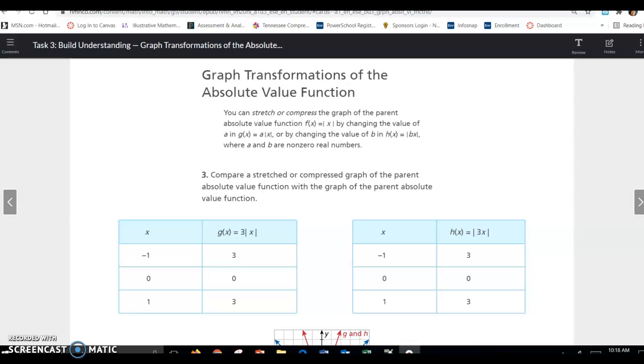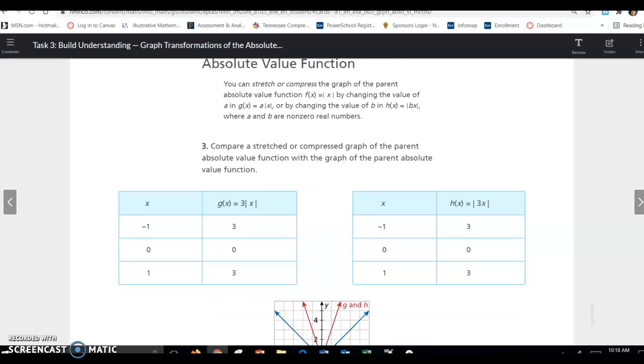All right, we're still looking at lesson 8.2. We're on task 3. To graph transformations of the absolute value function, you can stretch or compress the graph of the parent absolute value function f of x equals the absolute value of x by changing the value of a in g of x equals a times the absolute value of x, or by changing the value of b in h of x equals the absolute value of bx, where a and b are non-zero real numbers.